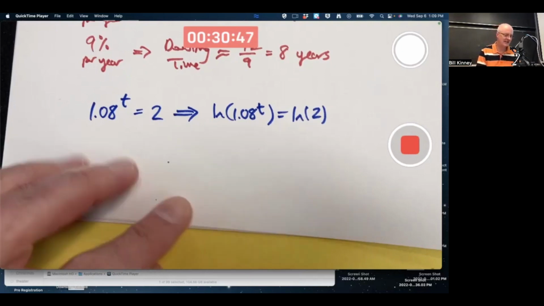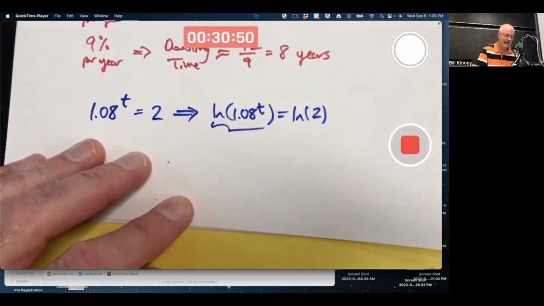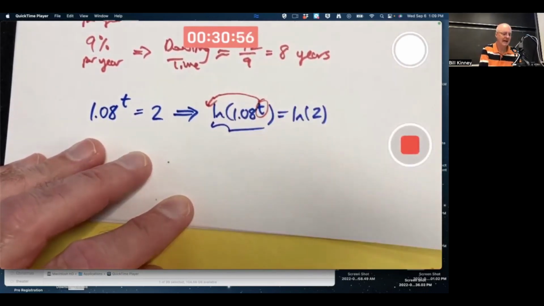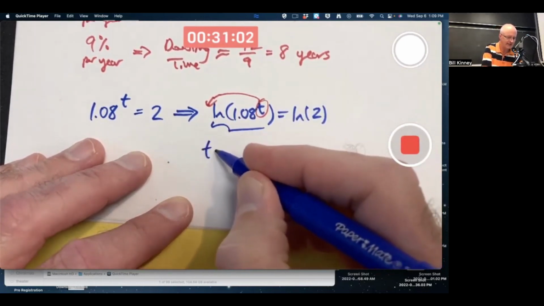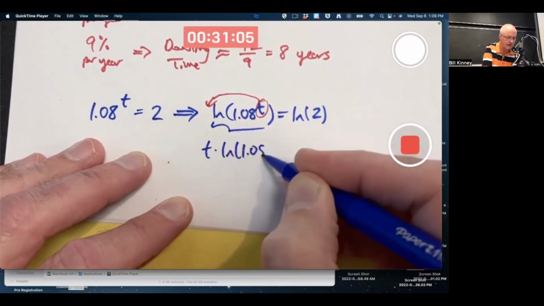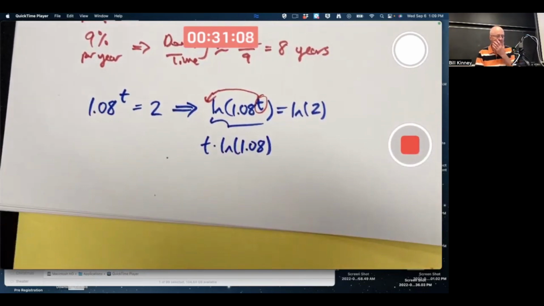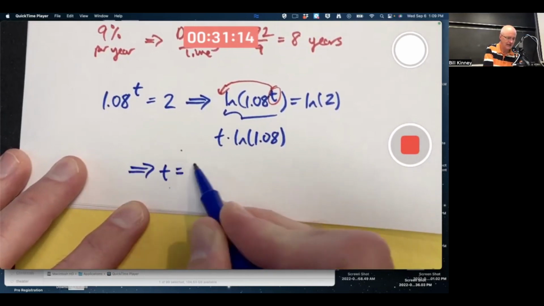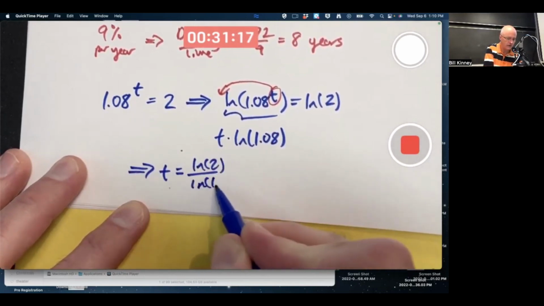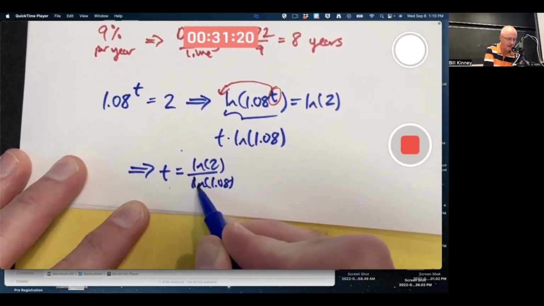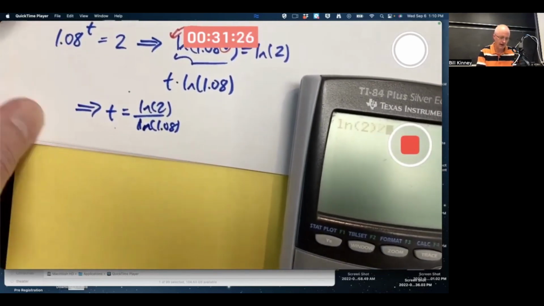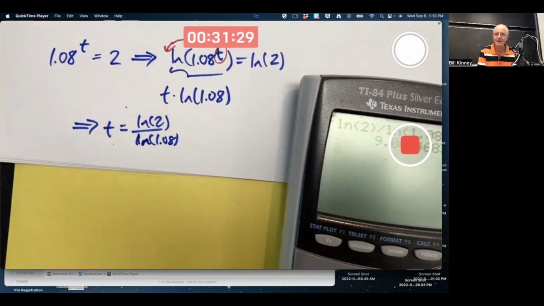Well, here's the magic. This exponent, t, can be brought in front, even though it's natural log, not log base 1.08. But it doesn't simplify to t, it simplifies to t times natural log of 1.08. But that's good still, because now to solve for t, I can just divide both sides by this. T is natural log of 2 divided by natural log of 1.08. Now I can use my calculator. Ln of 2 divided by ln of 1.08. About, yeah, real close to 9.